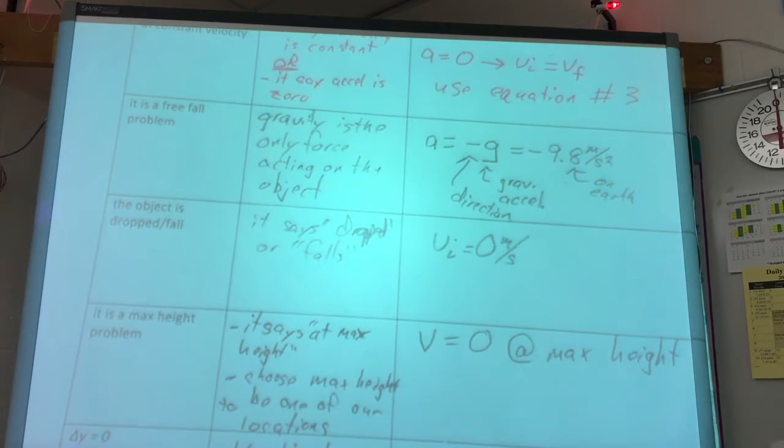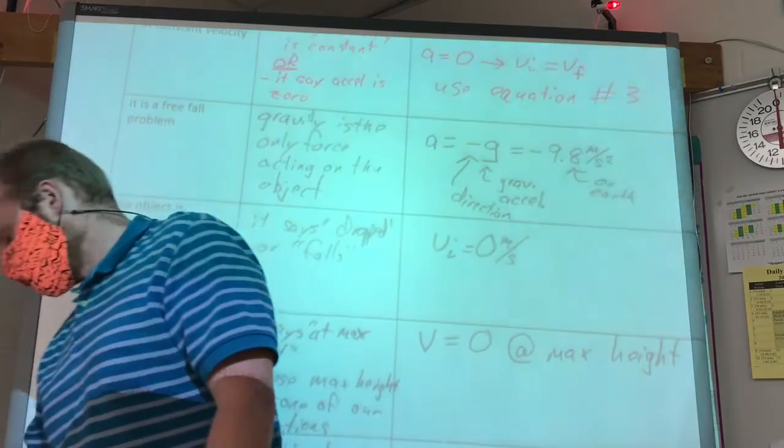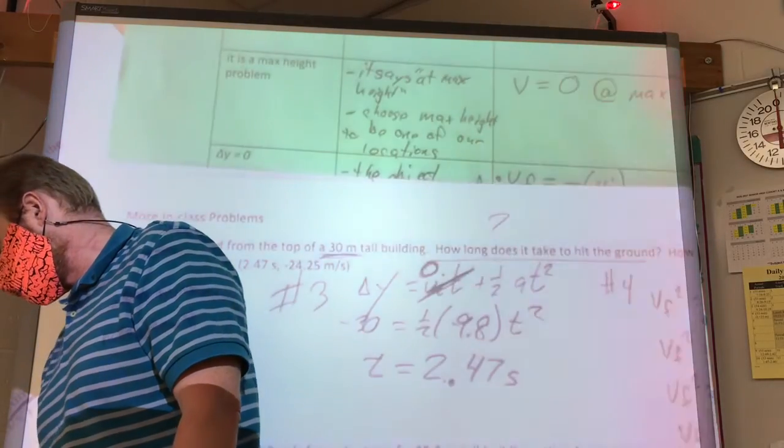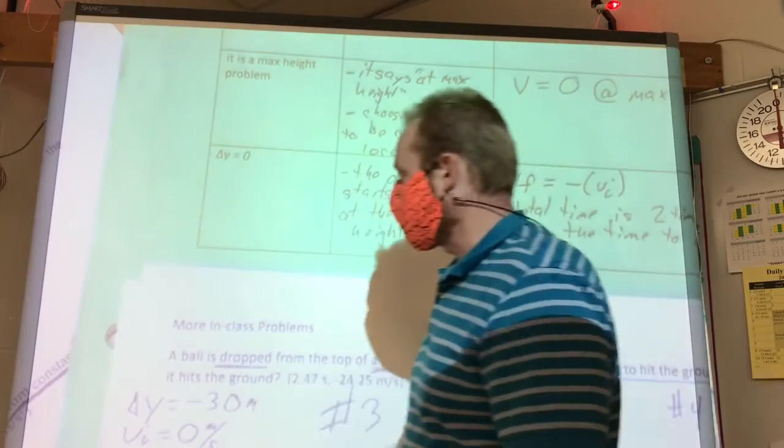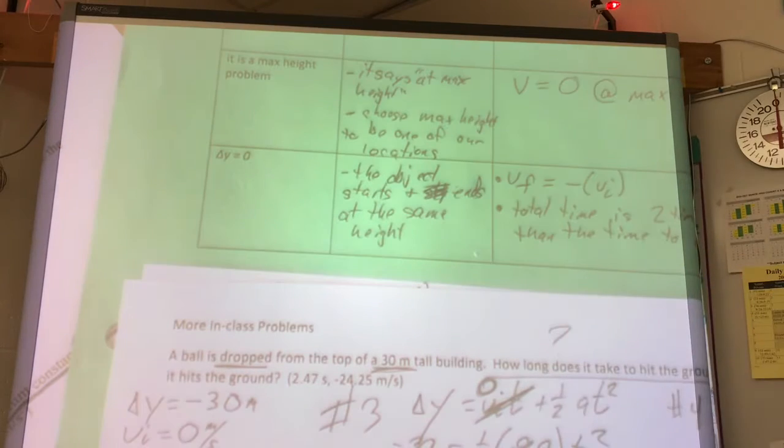But one of those choices was where I throw it and I catch it at the same height, and we call that a delta y is equal to 0 problem. And a delta y is equal to 0 problem, remember delta y is the displacement, and displacement is not how far did the ball travel. A delta y, a displacement, is how far is the ball from its starting location, or its starting height in this case.